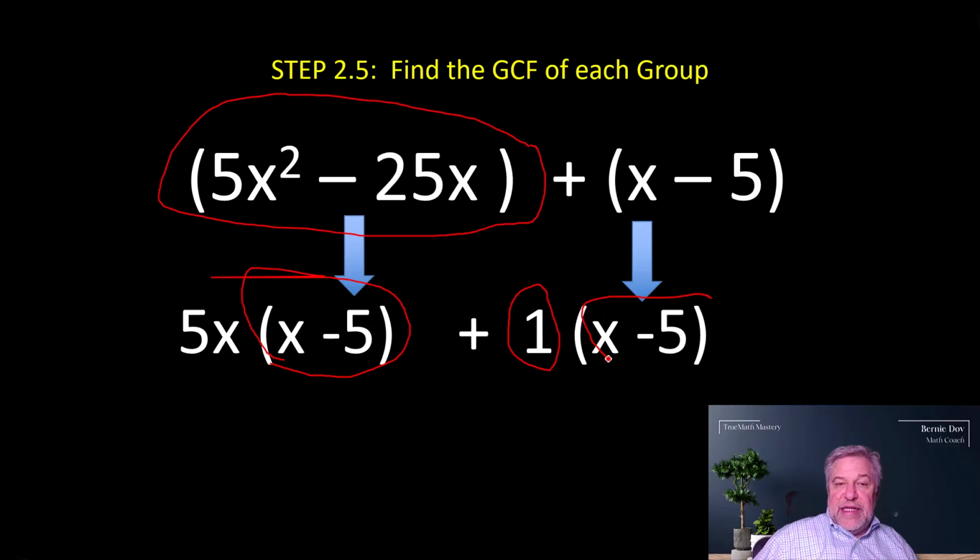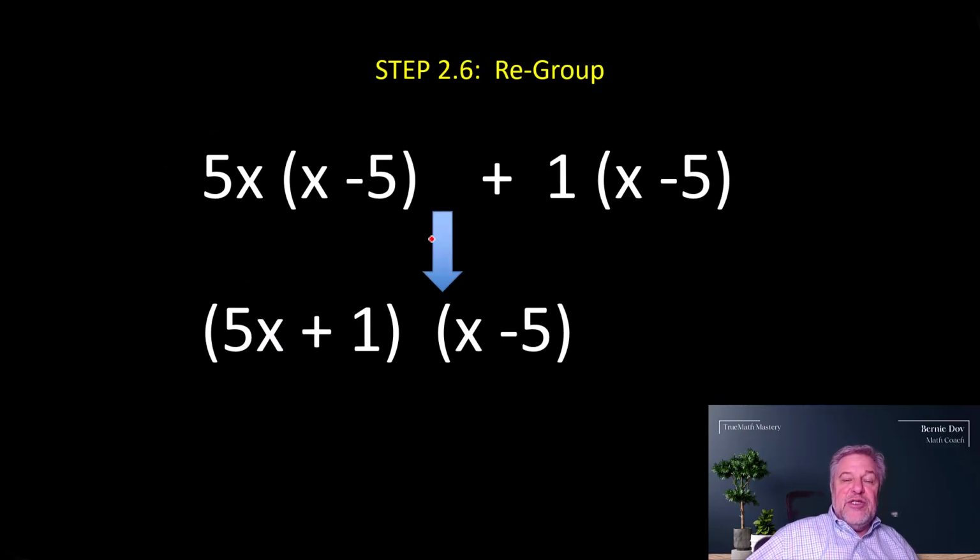Which means the next step is 2.6. You can now regroup them. You can take the 5x and the plus 1 and put them here, and take the x minus 5 and put it here. And that's it. We've just factored that quadratic expression.